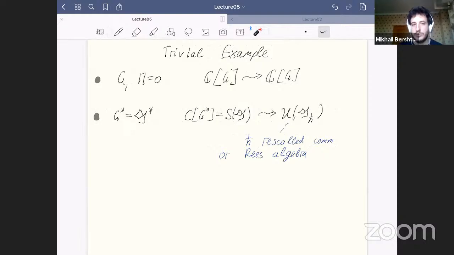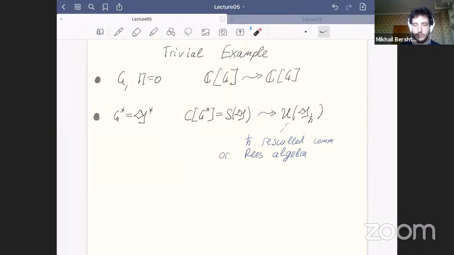And actually, we know how to deform this algebra as an algebra. Morally it will be the universal enveloping algebra. If we want to put h somewhere, then there are two ways to say it. Either we can take the Rees algebra, as I said, or we can think that our bracket is rescaled by h. Our structure constants will have a factor c times h. But morally, it will be just a deformation of the symmetric algebra to the universal enveloping algebra.